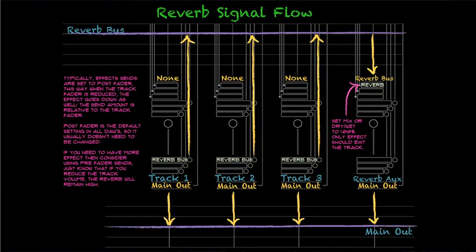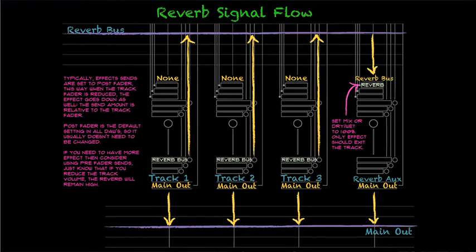So we use post-fader sends because if we bring down, say, the level of the drums, it should also bring down the level of the reverb. If it didn't, we could bring that track fader all the way down and still hear the reverb of the drums, which would make no sense at all. So typically, when we set up effects in kind of a send and return structure, we use a post-fader send.